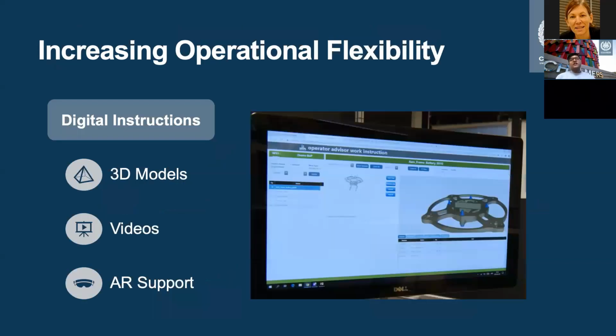In the lab, we have tried digital instructions in different formats. The operators can view our drones as 3D models. There are videos on how an operator can assemble the drone, as well as they can look into AR for assembly instructions. This is important because as the complexity increases in assembly processes, we need to simplify the understanding of the assembly procedure. And using these new digital technologies, it makes it a little bit easier for operators to understand how they can assemble different products.